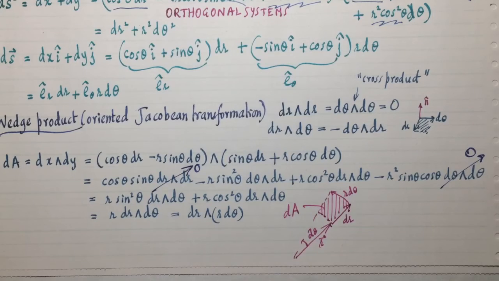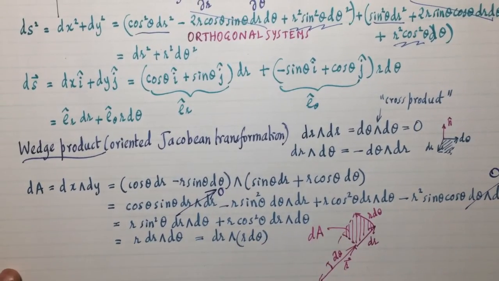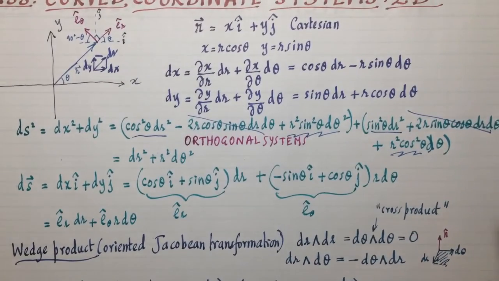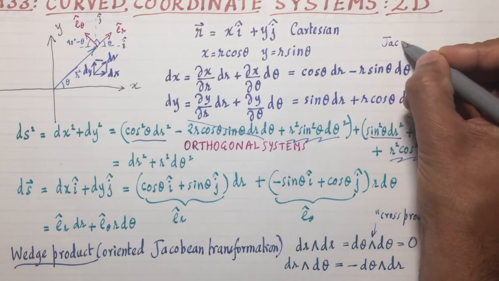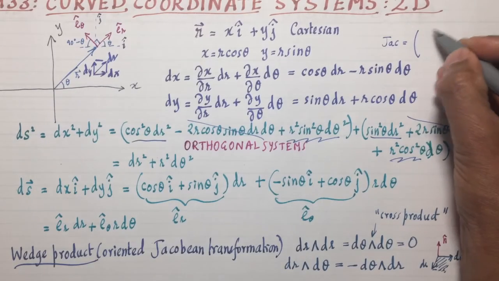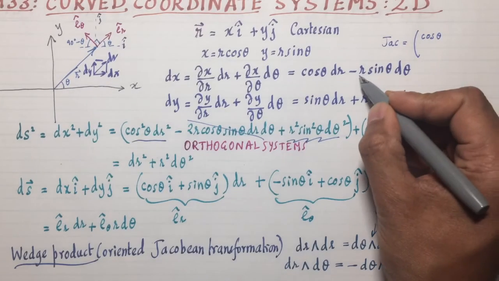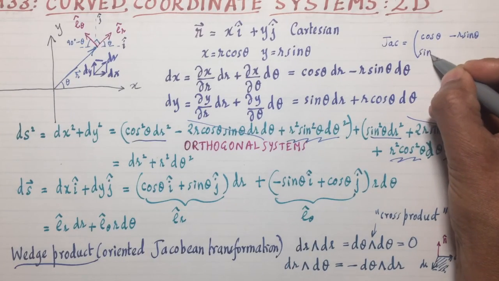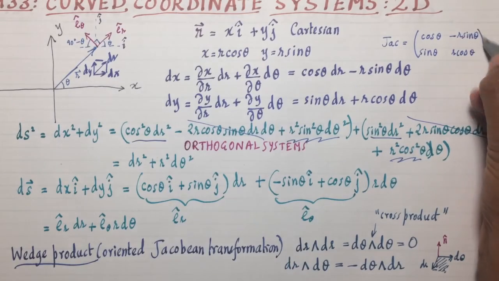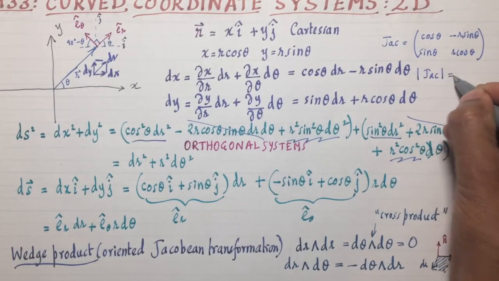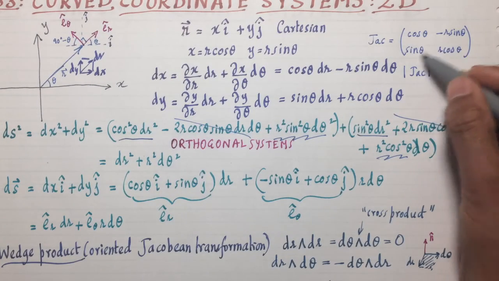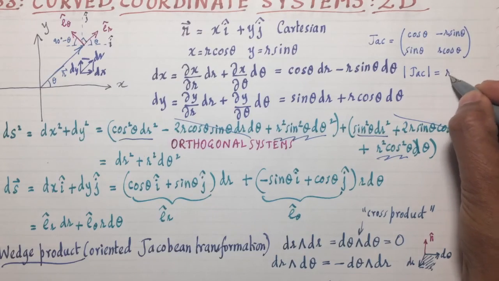So for those who are curious, this is actually related to the Jacobian of the transformation. What I can do there is write this as a matrix J, or sometimes called Jac, the Jacobian matrix, which is cosine theta, negative r sine theta, and r cosine theta. And the determinant of the Jac is going to be, well, let's see what it is. It's r cosine squared theta plus r sine squared theta, so it's just going to be r.